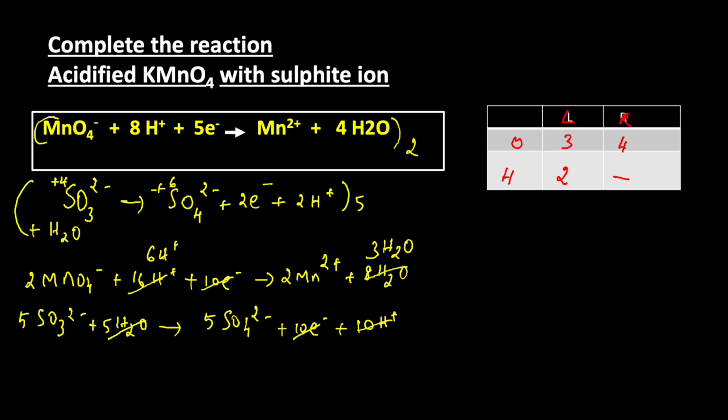So we can write the final reaction: 2 MnO4 minus plus 6H plus, then 5 SO3 2 minus, which gives 2 Mn2 plus plus 5 SO4 2 minus plus 3H2O.